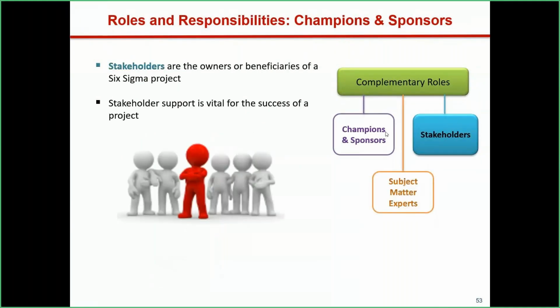Stakeholders are the owners or beneficiaries of a Six Sigma project. So stakeholder support is vital for the success of the project. A stakeholder can be anyone, as I said: it can be your immediate manager, it can be the head of department, it can be any other team which is going to be impacted by your process, and obviously the owners of the company as well.